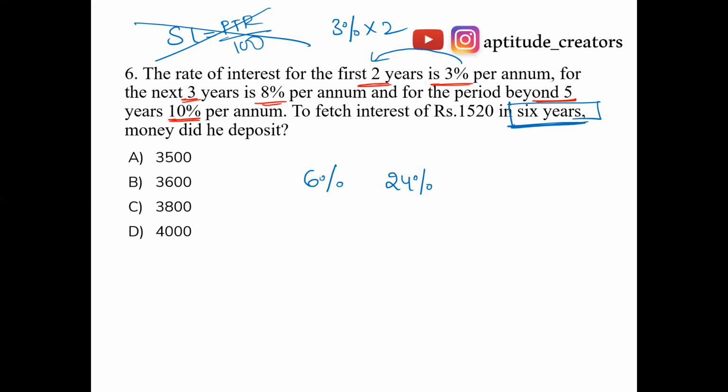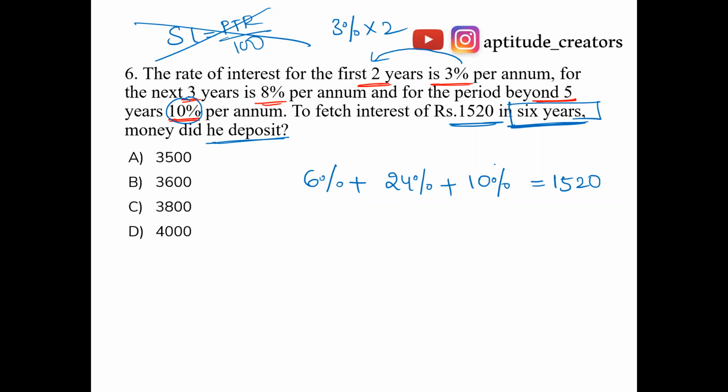Now that 1 year, the person deposited at 10% per annum. Now what is 10% into 1? 10%. Now here the interest is given. What is the interest here? 1520 rupees. Now, can I say this interest is talking about all the time periods and all the rates of interest? Correct. Now, can I say 6 plus 24 plus 10 is giving the result as 1520 rupees as interest, and the person is asking how much money he deposited?